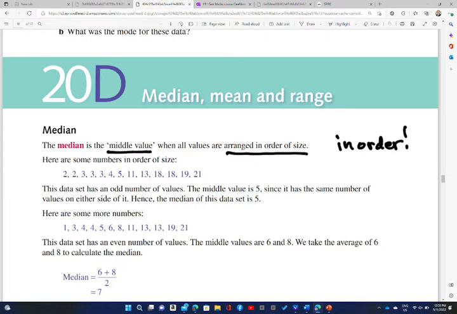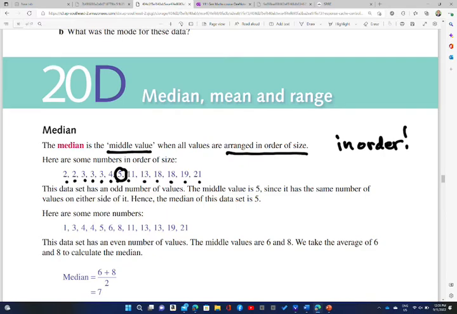Now, for example, here we have 1, 2, 3, 4, 5, 6, 7, 8, 9, 10, 11, 12, 13 numbers, right? So there is a number in the middle if it's an odd set. The number in the middle in this case is the 5. There are just as many numbers on both sides of it, and that's the number in the middle. So the median is 5.